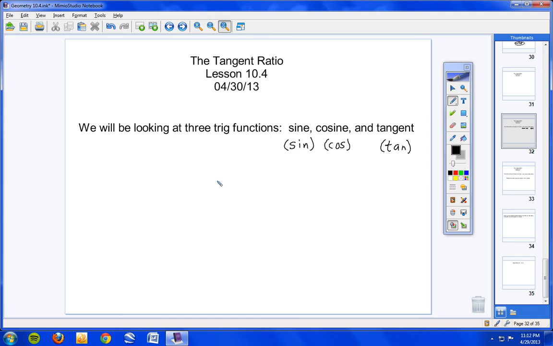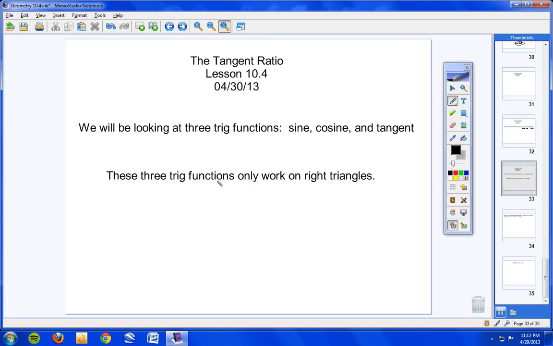Okay, moving on. Write this sentence down, please. These 3 trig functions only work on right triangles. It's just like Pythagorean's theorem. You can't use Pythagorean's theorem on an acute triangle. It doesn't work, okay? Pythagorean's theorem only works on right triangles. Well, sine, cosine, and tangent only work on right triangles. Write that down. You need to know that.